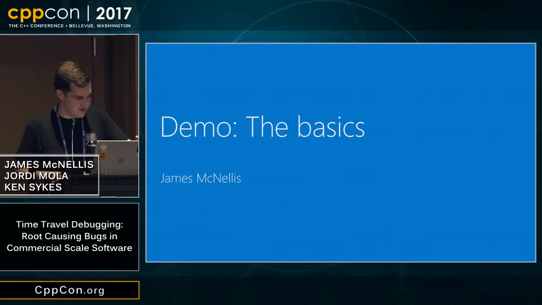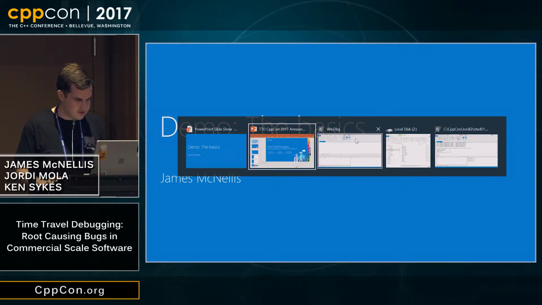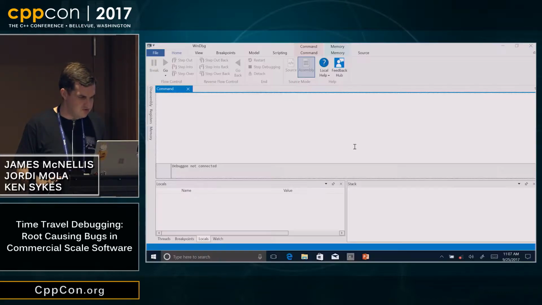Thank you, Jordi. So yes, some things are much easier to show than to talk about. So I'm going to walk through 2 demos of using time travel debugging. In the first example, I'm going to show how you can record execution of a process and then take the trace that is produced and actually debug it in the debugger. So the first thing that you're going to need to do is open WinDBG as an administrator. So you have to have it open as an administrator in order to record a process.